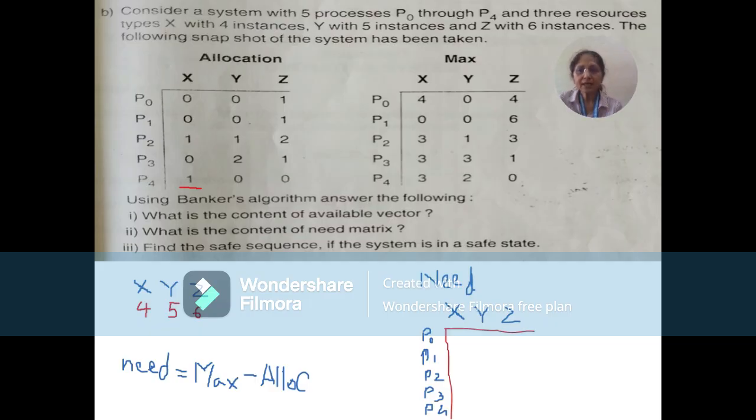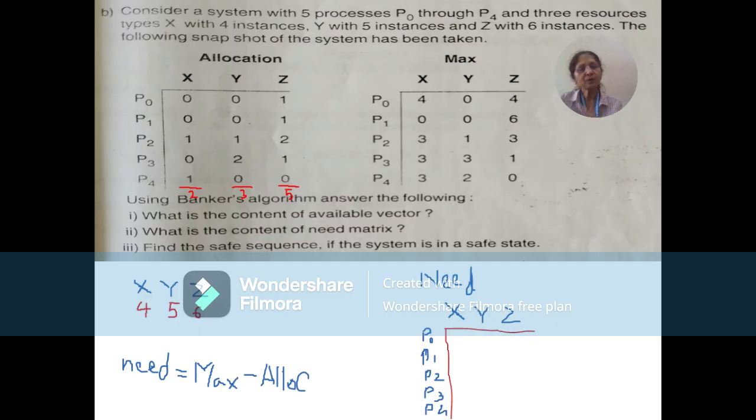How many X resource types have been allocated? So 2. Here you can see 1 and 1. So this is 2. Then how many resources of Y type have been allocated? So 2 plus 1 is 3. And resource Z, 1 plus 1 is 2, 2 plus 2 is 4, and 4 plus 1 is 5. So 2, 3, 5 resources have already been allocated from 4, 5, 6.